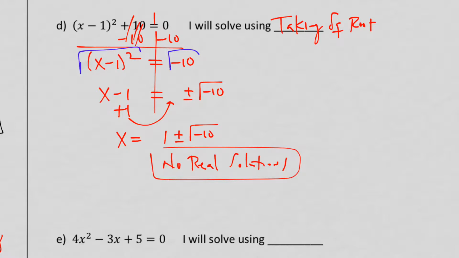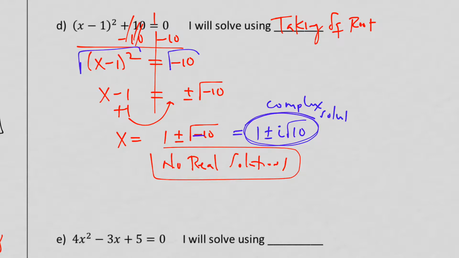So here I could take this response and write it as 1 plus or minus, and we talked about the negative in the radical coming out as an i. So if you chose to write it this way, then you would have your complex solutions. Just be aware that you have two options here. You can keep it in the real number system and say no real solutions, or you can go complex and take a negative out of the square root with the i number.